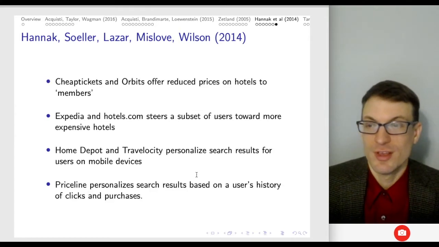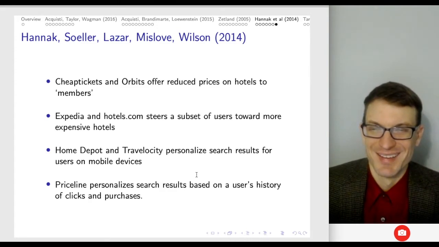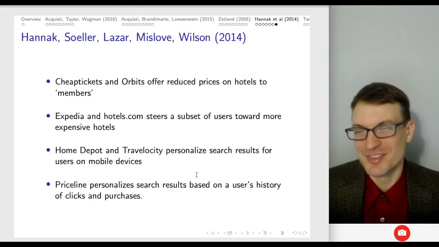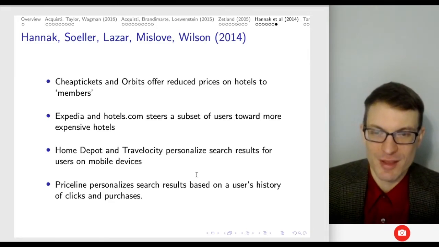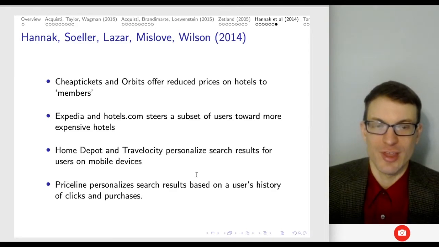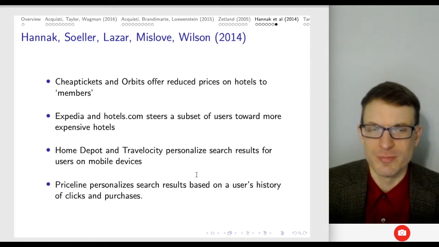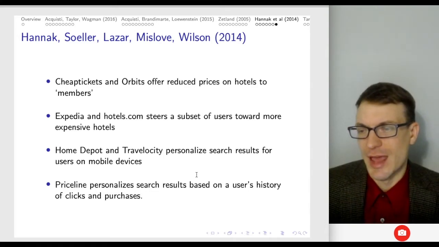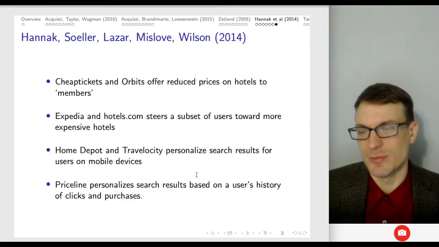They found Cheap Tickets and Orbitz offered reduced prices to hotel members. Expedia and Hotels.com steer a subset of users towards more expensive hotels, as mentioned. Home Depot and Travelocity personalized search results for users on most mobile devices. I think that's much more widespread now. Priceline personalizes search results based on a user's history of clicks and purchases.